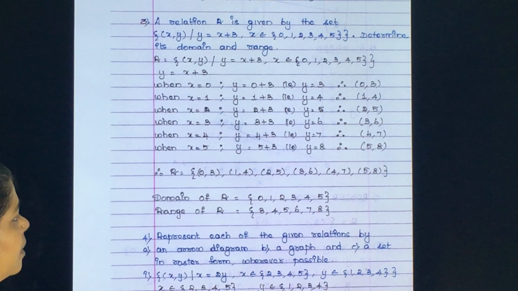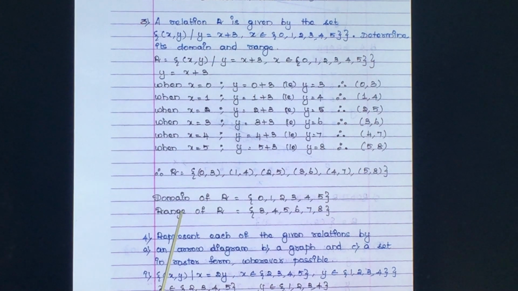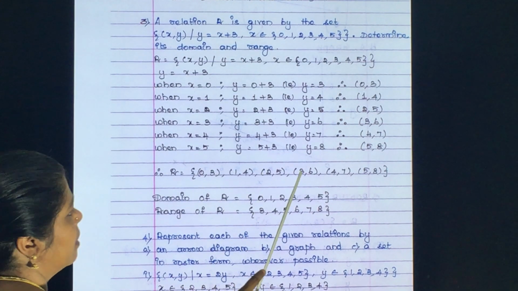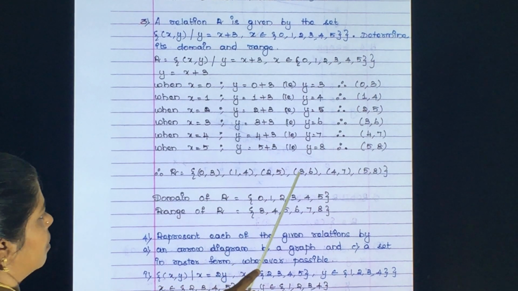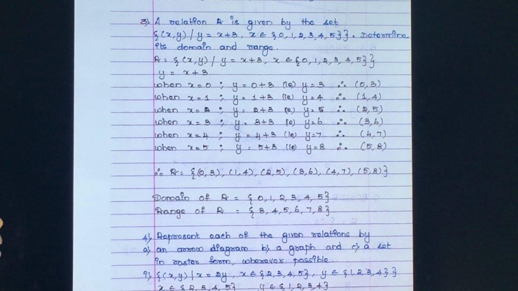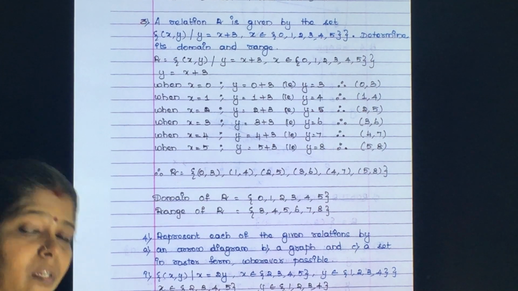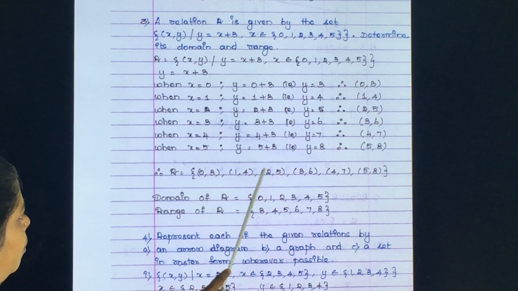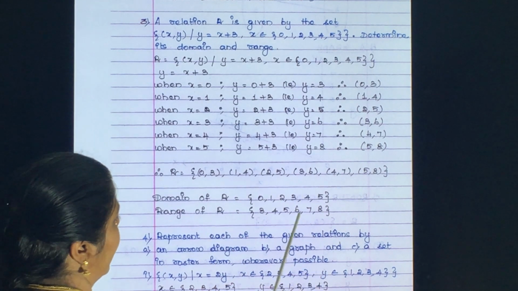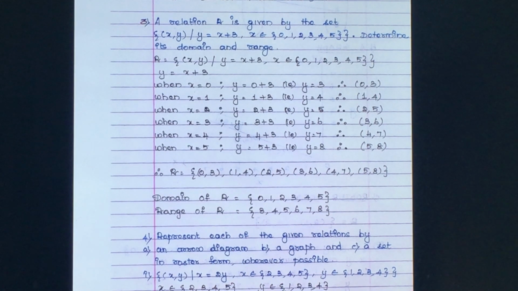What is asked? We are supposed to find the domain of this relation. What will be the domain? All the first coordinates will become the domain. So 0, 1, 2, 3, 4, 5 becomes the domain. What will be the range? All the second coordinates of the ordered pairs. That is 3, 4, 5, 6, 7, 8 becomes the range. Yes? Have you all understood? Okay. Shall we pass on to the next sum?